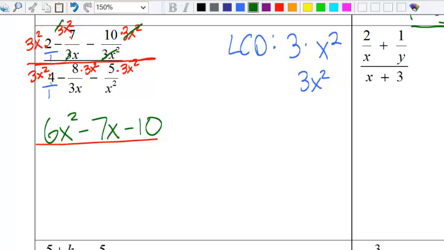On the denominator, I have 3x squared times 4 divided by 1. That's 12x squared. The 3 and one of the x's divide out on the second one. That leaves me with 8 times x, or minus 8x. On the last one, just the x squareds divide out, and I'm left with minus 15. Now, it looks like these might factor, so I'm going to try that.